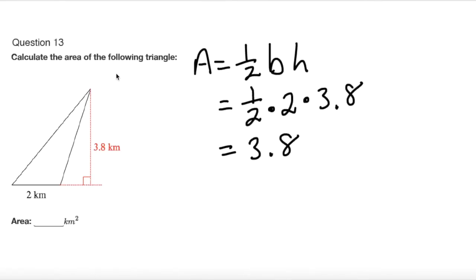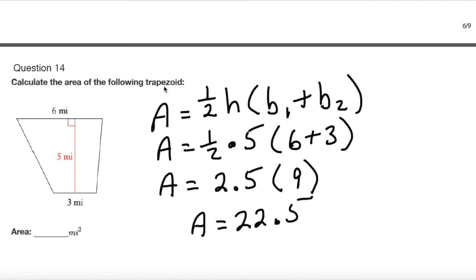Question 13, find the area of the following triangle. The triangle is the one in black lines, and this red is your height. This is your height of the triangle right here, and this is the line that it hits, but this is not actually part of the base. So the base is just 2, and the height is 3.8, so we plug it in here.